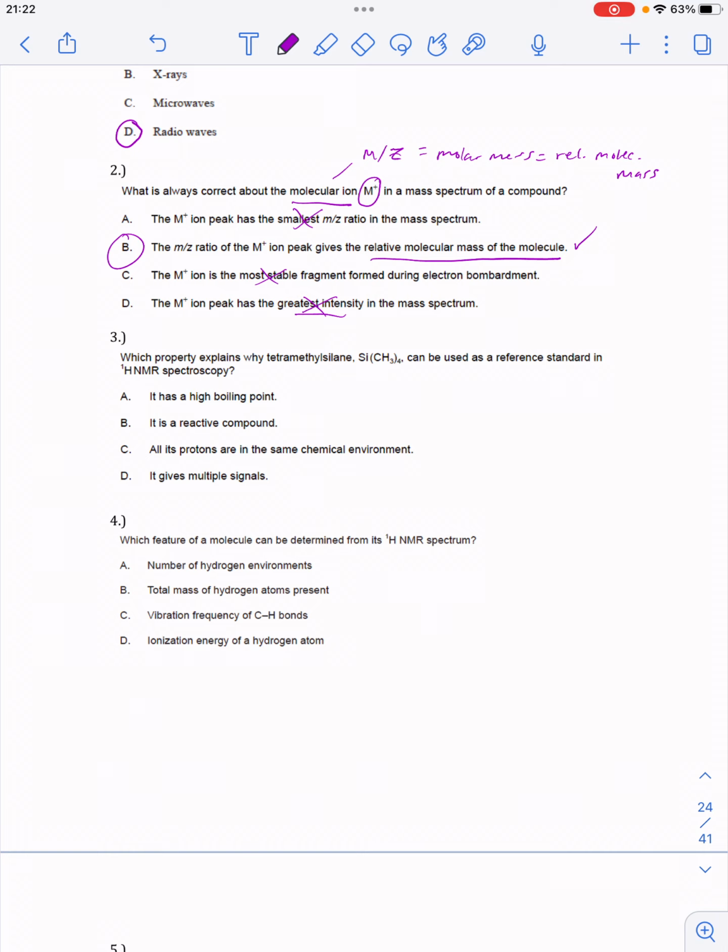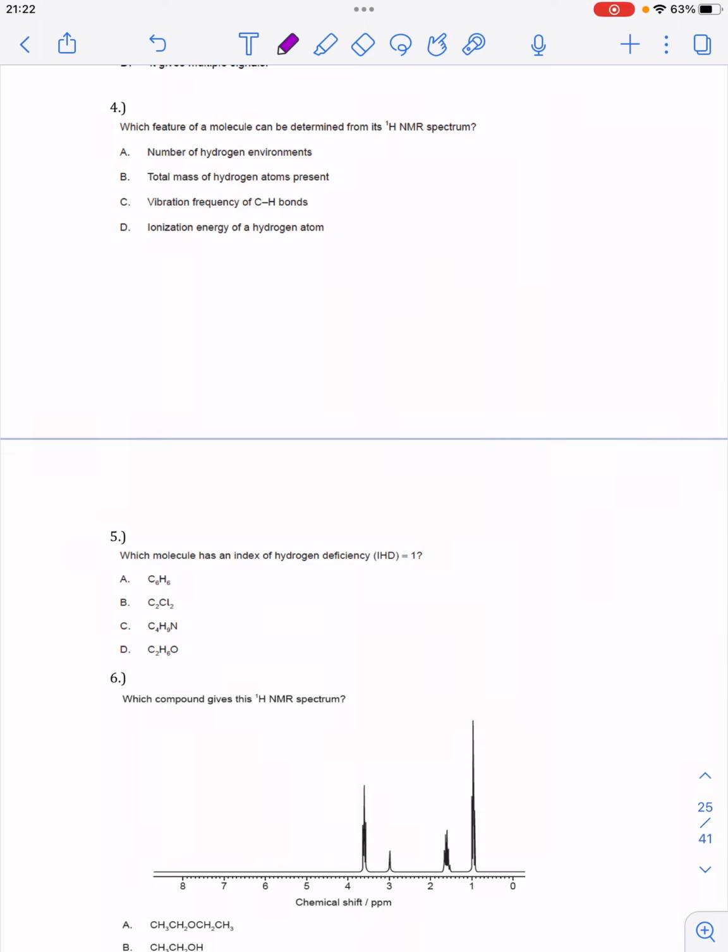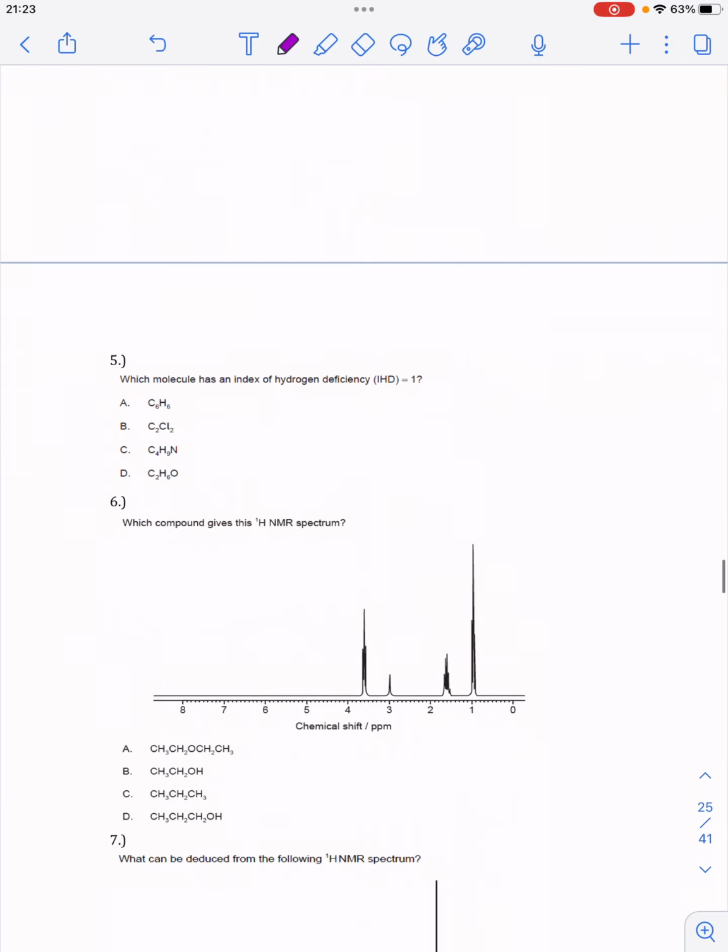4. Which feature of a molecule can be determined from its H NMR spectrum? The number of hydrogen environments, total mass of hydrogen? No. Vibration frequencies of C-H bonds? No, that's related to IR spec. Ionization energy of a hydrogen atom? Definitely not. So, answer is A.